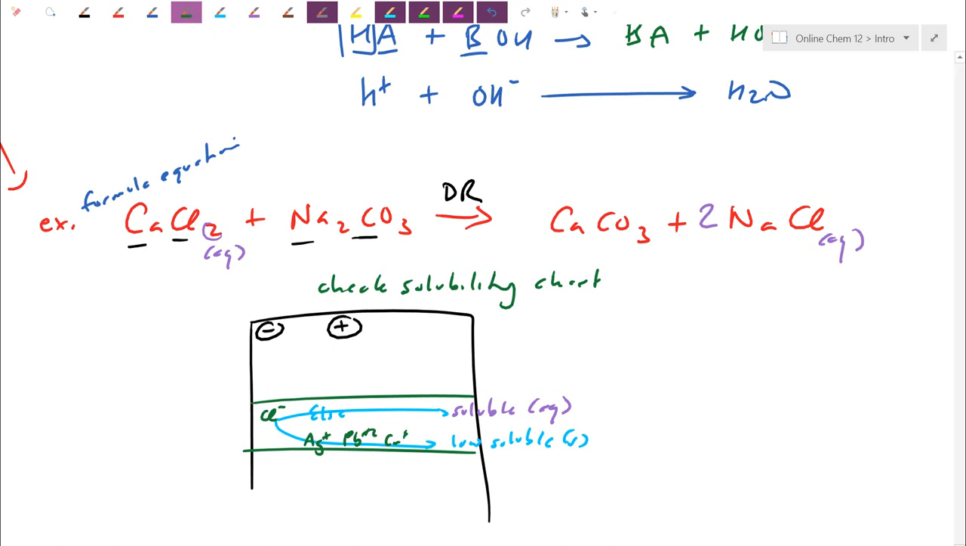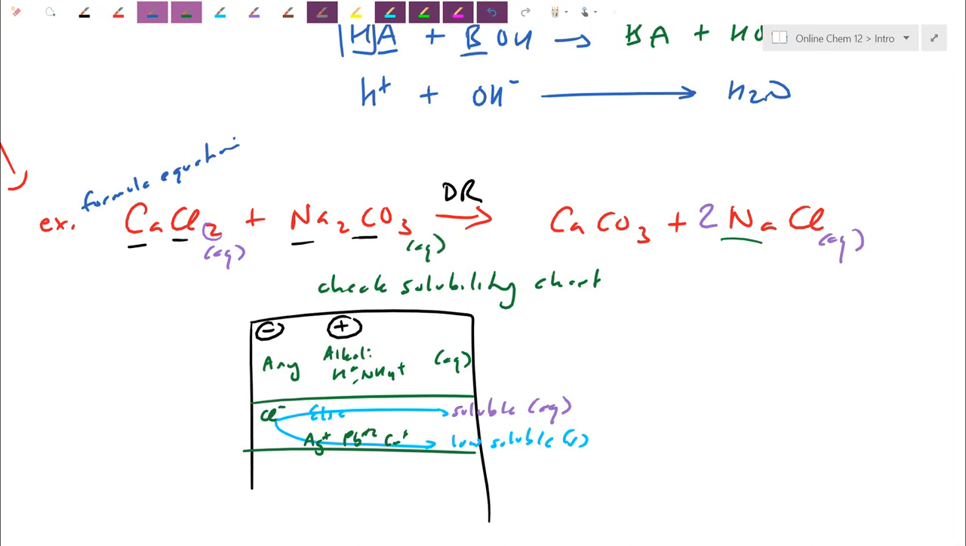Alkali salts. Alkalis, in addition to H+, in addition to ammonium, you have this on your chart here, with any non-metal, these ones here are always soluble. So if I looked at this one here, I see that this is an alkali salt, this is an alkali salt. I don't even bother checking those ones. I'm going to say aqueous.